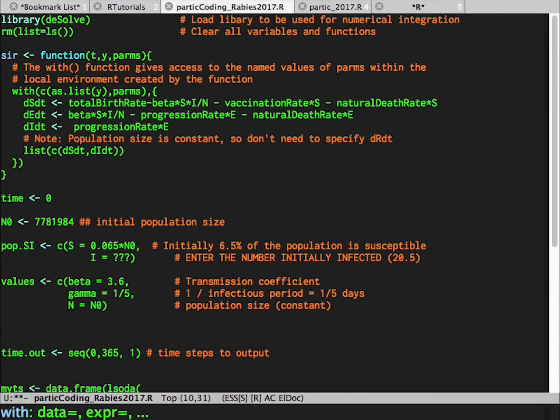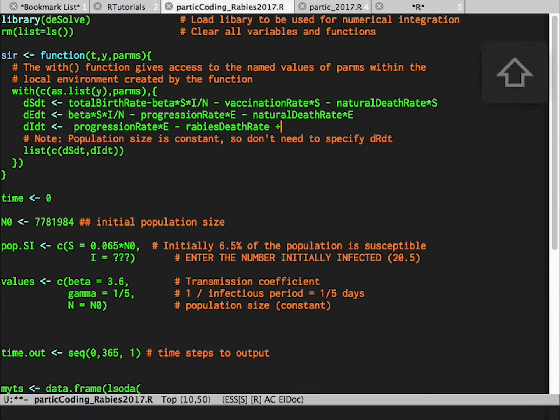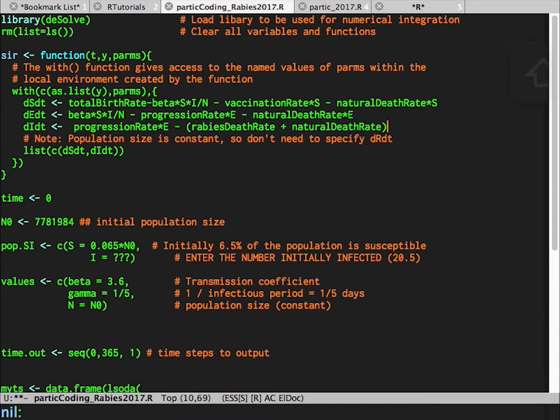Okay, what else is going on with I? Into or out of I? Is that it? Okay, so minus rabies death rate. They're also dying of natural death, right? So let's put that together just to remind ourselves that those are the two deaths, right? Okay, so now we've got both the death rates. Anything else with I? Importations?